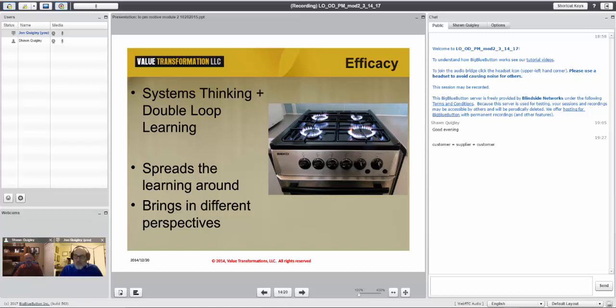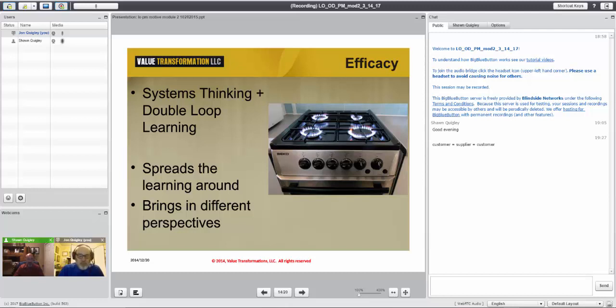It spreads the learning around, and that depends on your organizational structure. Is your organization an open, flat structure, or is it compartmentalized? Hierarchical is another one that can have a big impact. And it all depends on what you're trying to yield, whether you need one or the other.